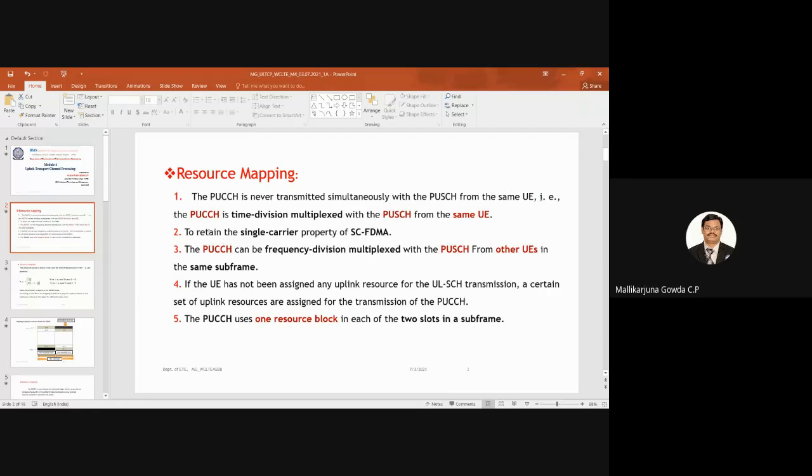The physical uplink control channel can be frequency division multiplexed with the physical uplink shared channel from other user equipments in the same subframe. So PUCCH is time division multiplexed with the PUSCH; that is why PUCCH cannot be transmitted simultaneously with the PUSCH from the same user equipment. And this PUCCH can be frequency division multiplexed with the PUSCH so that it is possible to transmit from other user equipments in the same subframe.